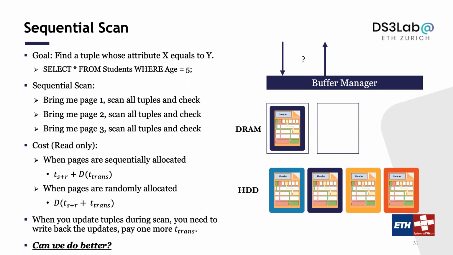So the question is actually, can we do better? Assuming the only thing we want to do is to support finding the tuples whose attribute x equals y. That's what we want to do. Can we have another access method for this relation that performs a little bit better than sequential scan?